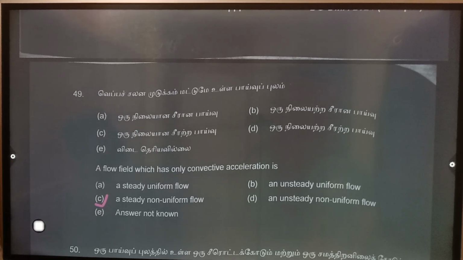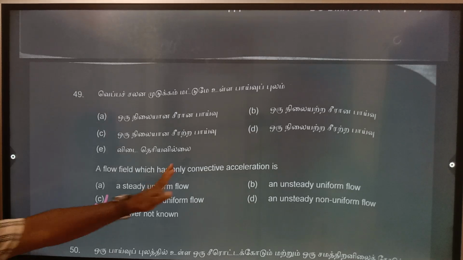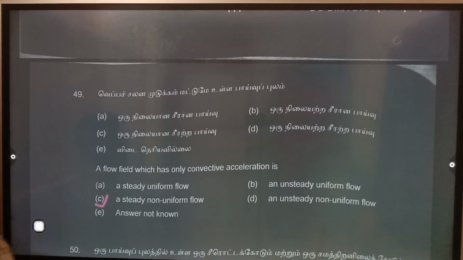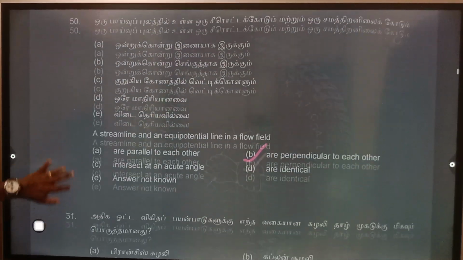49, a flow field which has only convective acceleration. Local acceleration இருக்காங்க, convective இருக்காங்க. Local இல்ல, only convective. Answer is steady non-uniform flow. C is the answer. 49, the answer is C.